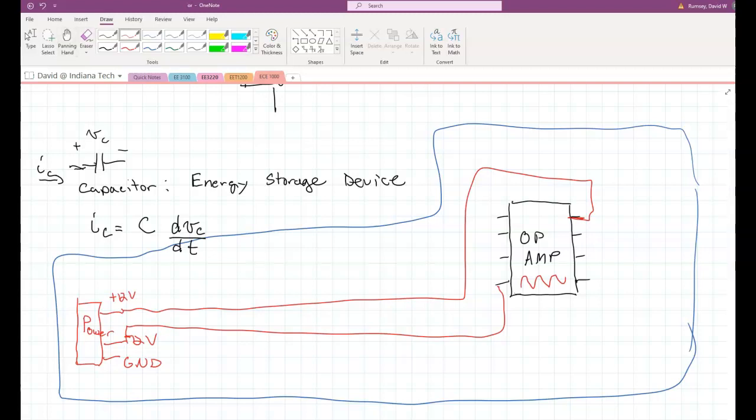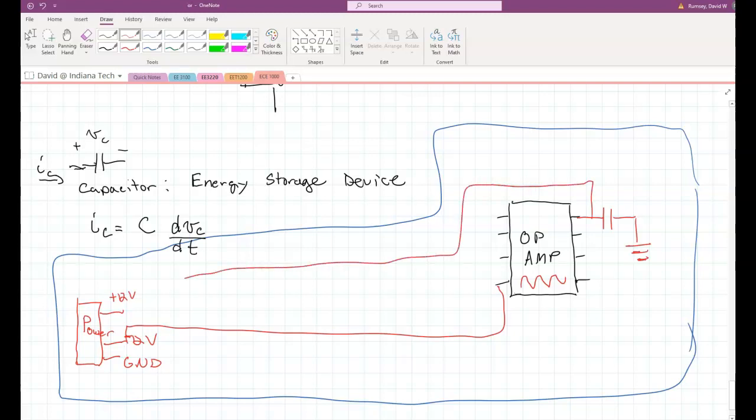But if instead I put in here a capacitor, what happens? Okay, when I first turn this on, this capacitor will charge up. All we need to know is it's going to charge up and it's going to store some energy for me.